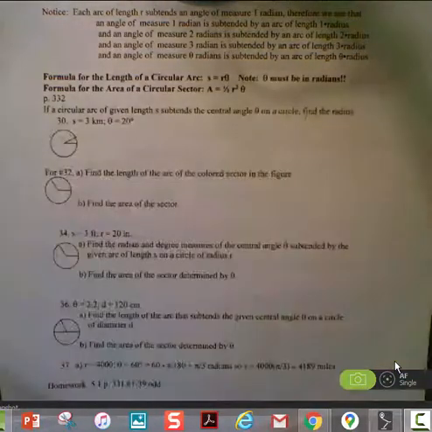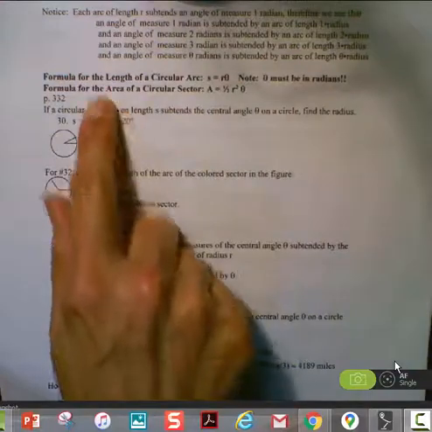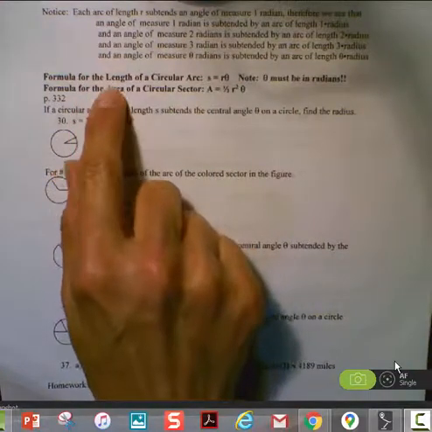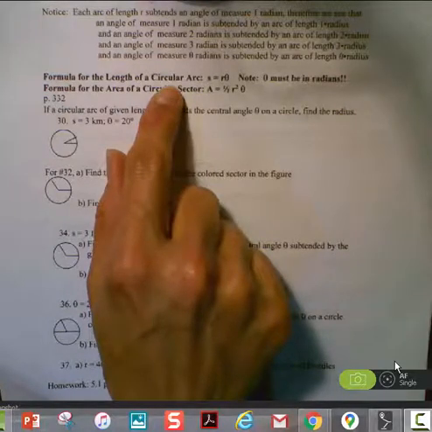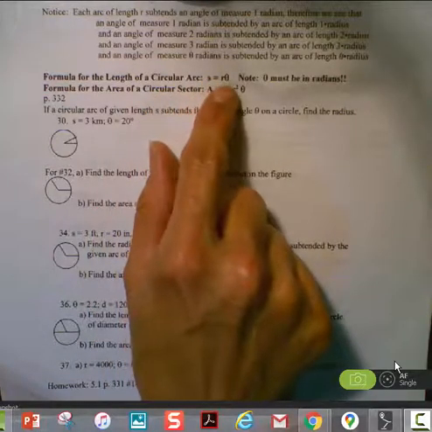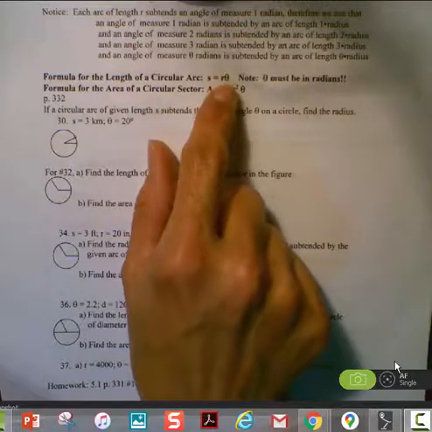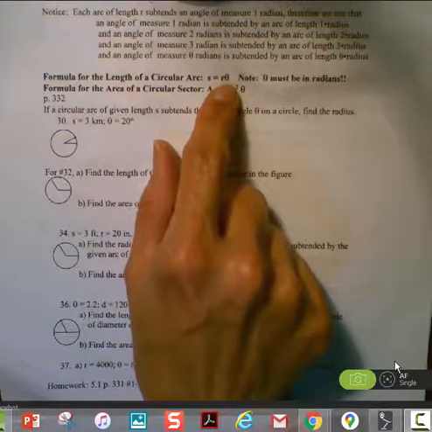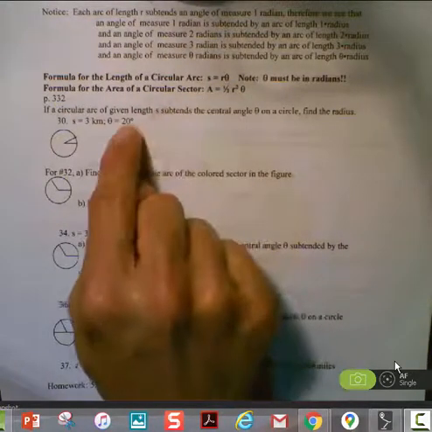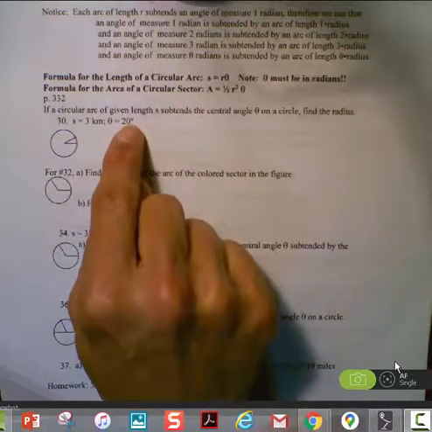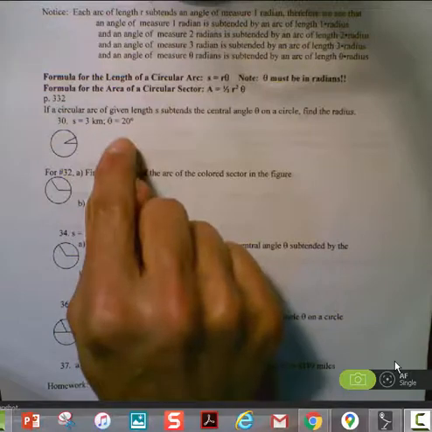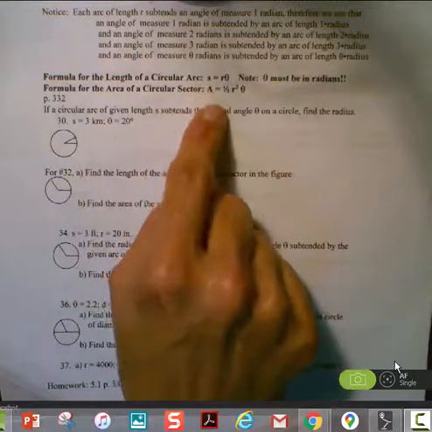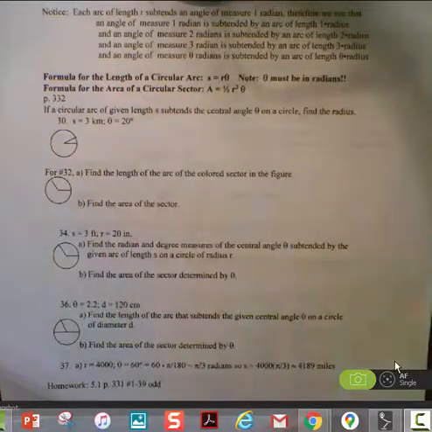And this is the formula that we're talking about. It gives us the length of a circular arc. S equals r times theta, where theta must be in radians. Now you have to watch out for that because I'm going to be sneaky. I'm going to give you an angle in degree measure and ask you for an arc length, and you have to remember that to use either one of those formulas, theta has to be in radians.